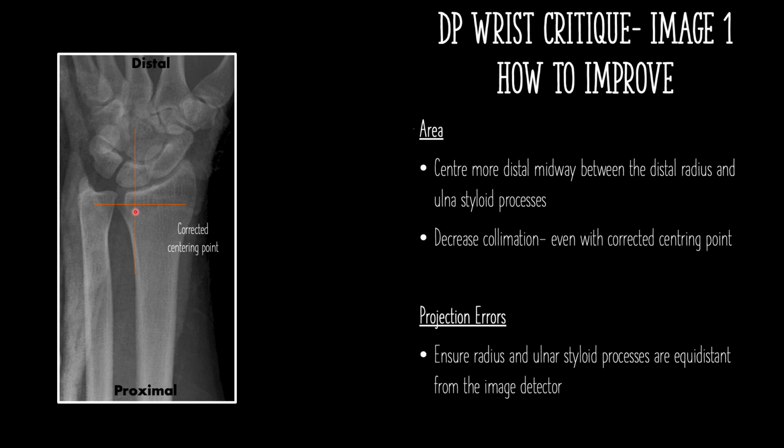Projectional errors then, how are we going to fix that? We're going to ensure our radius and ulna styloid processes are positioned to be equidistant from the image detector.